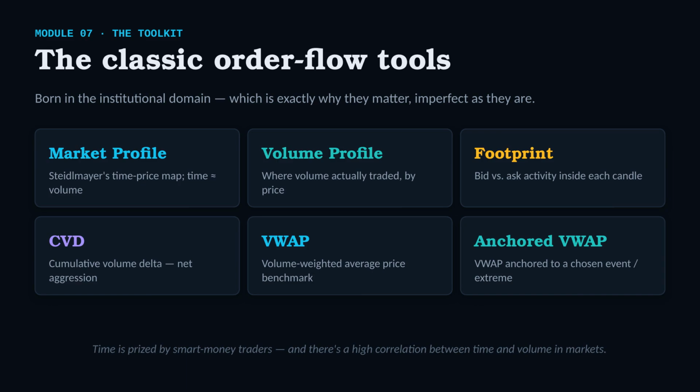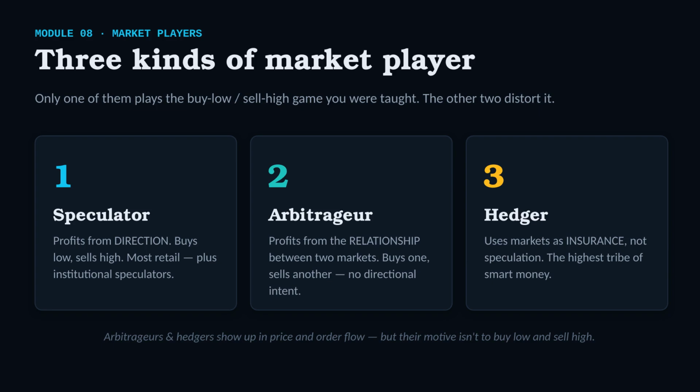This is not perfect information, just as price action is not perfect information. But it is important nonetheless, and it is self-evidently important once you realize that these tools are common among institutional speculators. In fact, these tools were born in the institutional domain. One more connection. Time is regarded as an important factor by smart money traders, and there is a high correlation between time and volume in markets, as Steidelmeyer's market profile approach outlines directly. This module will change how you hear the phrase smart money.